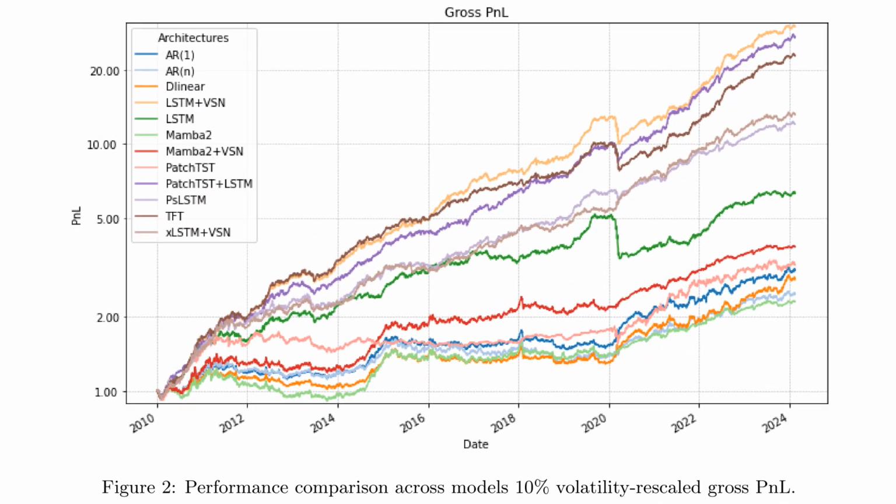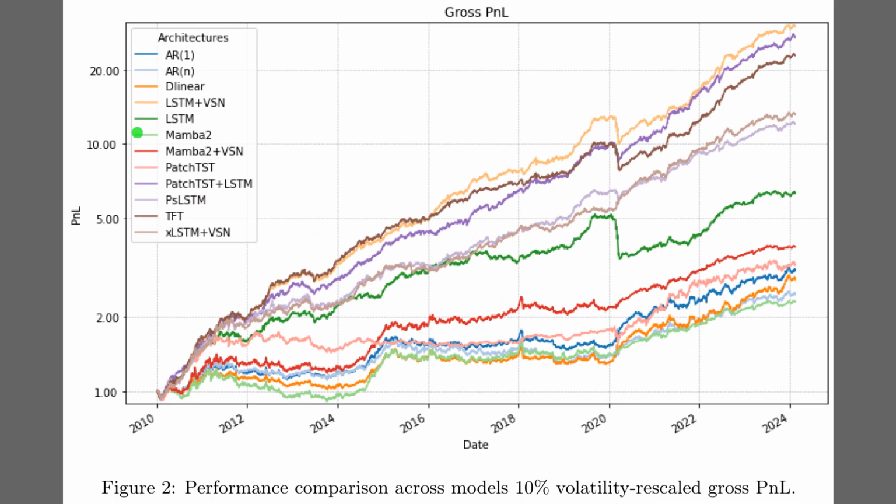Well, following the detailed breakdown in the previous table, Figure 2 visually corroborates those findings with cumulative gross profit and loss trajectories. The leading sequence-based models, especially the hybrid combining a variable selection network and a long short-term memory network, clearly dominate the top of the chart.